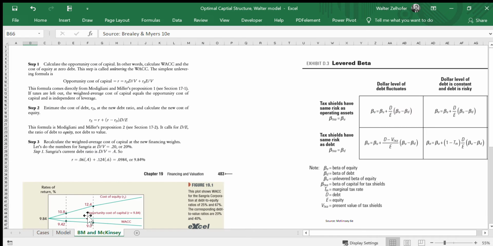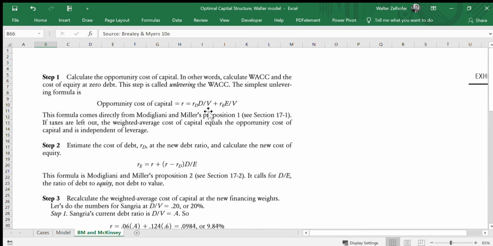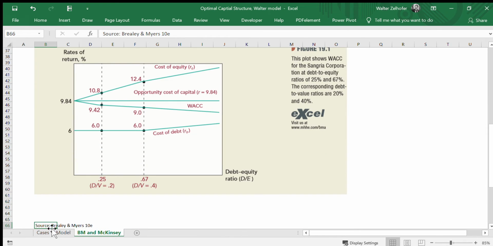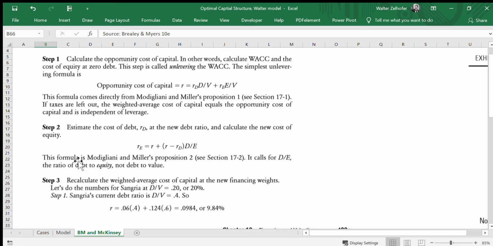Let's talk about some books that I have been looking at for a while. This one is Myers, the 10th edition of the Myers Corporate Finance textbook, one of the most popular finance textbooks in the country. Here is their three-step process for unlevering and relevering the WACC. First, they estimate R sub U in my model, the unlevered cost of capital. They call it the opportunity cost of capital, and they basically calculate the WACC, the weighted average cost of capital, but ignoring the tax rate.